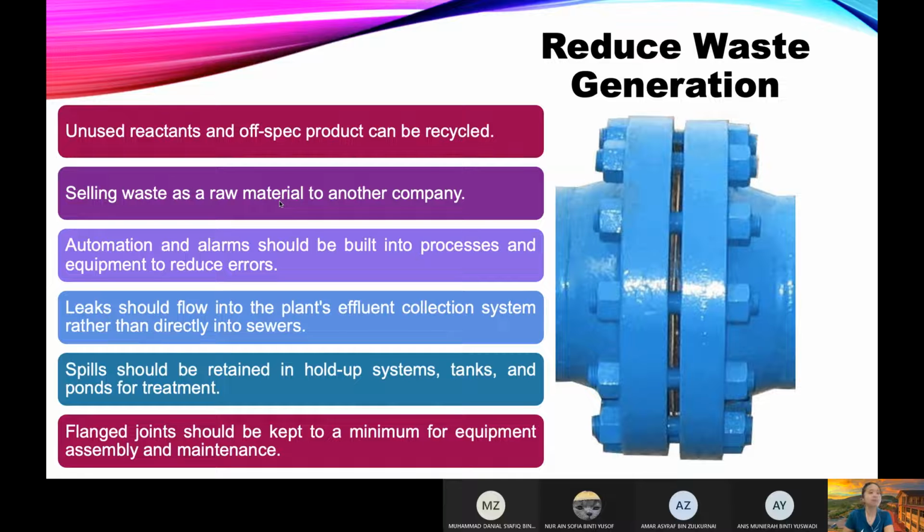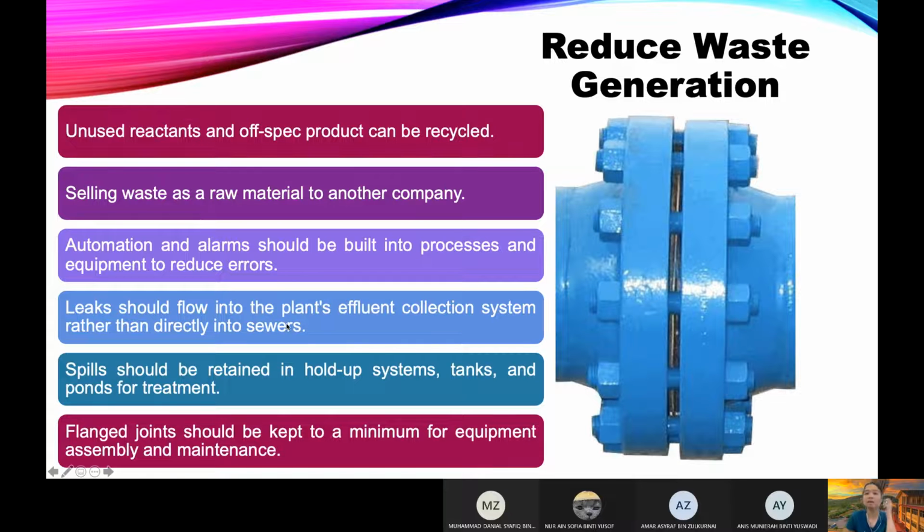Okay. Next. Automation and alarm built into process and equipment to reduce error. So one of the ways, of course, by having alarm, having automation, you can control the process better. So you know if there's overpressure, or if you know there's a change of temperature, flow rate, you can already adjust, you can already control this to prevent the formation of off-spec product, overpressure, so on and so forth.